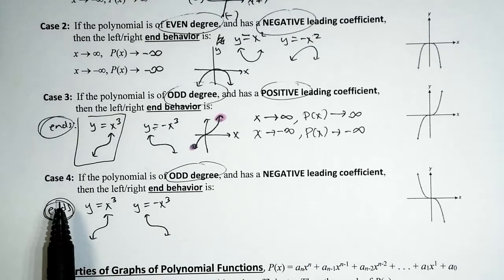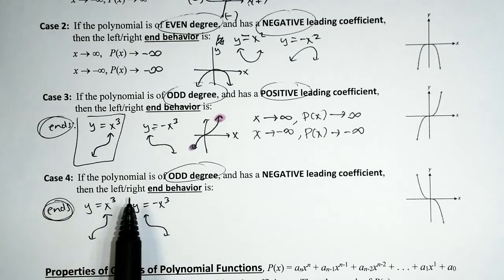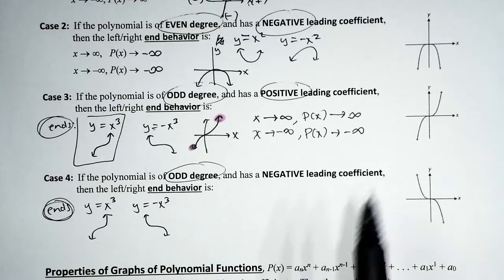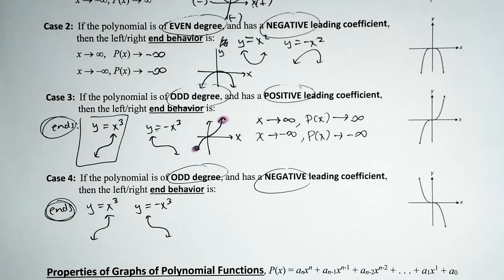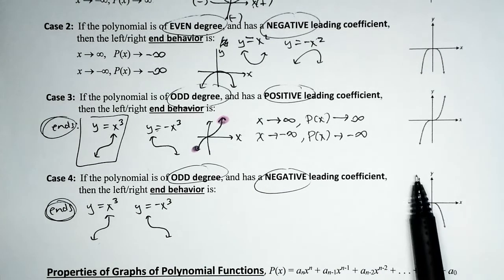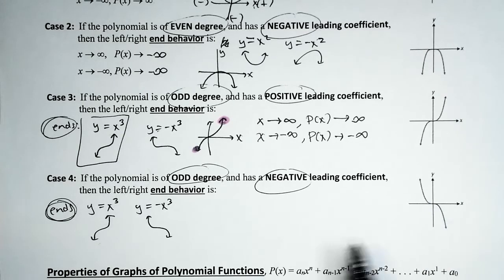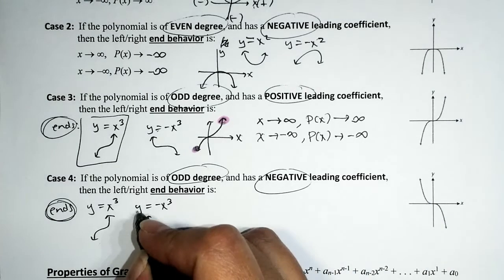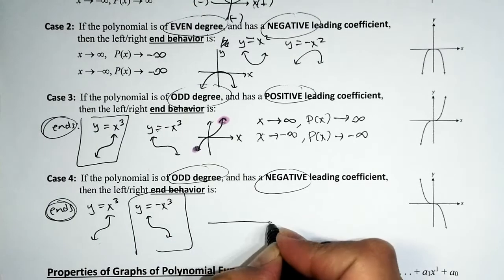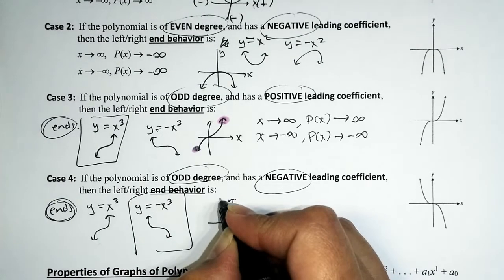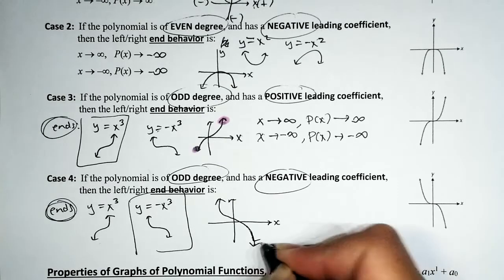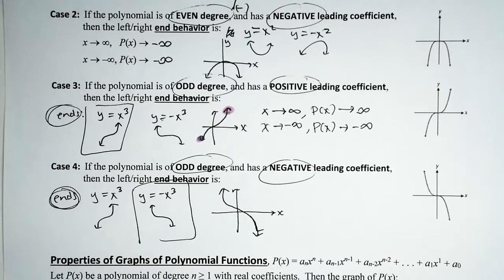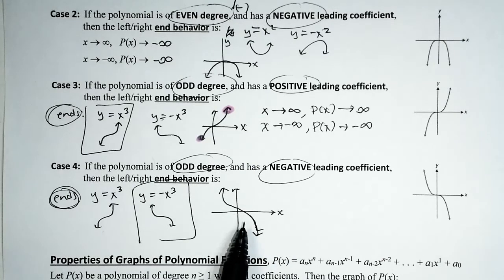Fourth and final case scenario: if we have a polynomial of odd degree with a negative leading coefficient, what does the left and right end behavior look like? How does the graph approach at the end, at the left side and at the right side? In this case, this is what we're going to have right here. Let me do my XY plane. Yeah, that is terrible. Good thing I already passed this class.